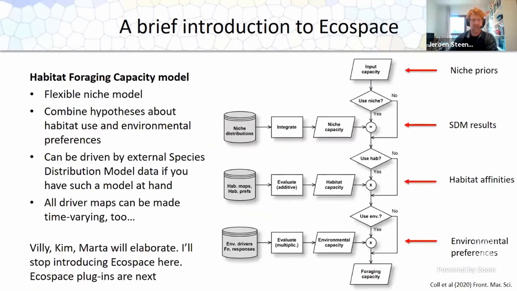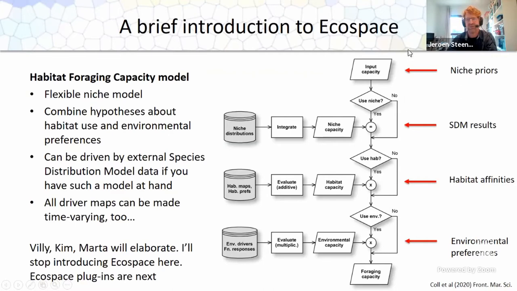This is a schematic overview of how the niche model works, the habitat foraging capacity model. You can combine several hypotheses about how your species utilize the area. For every group, you can decide whether they use habitat affinities or environmental preferences or both. So you can say, okay, this species really likes gravel, but it's very salinity dependent. Those kinds of combinations, you can enable that.